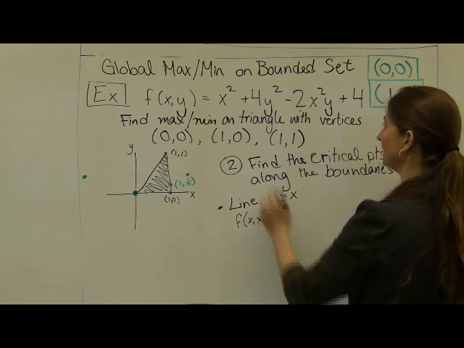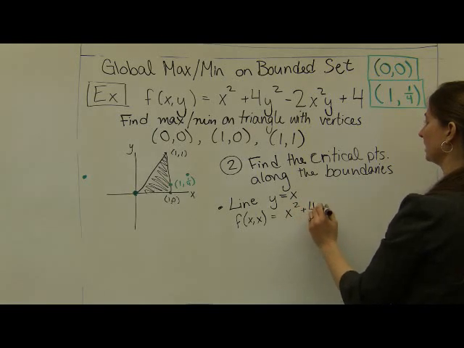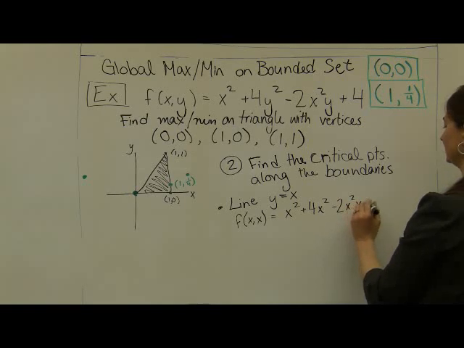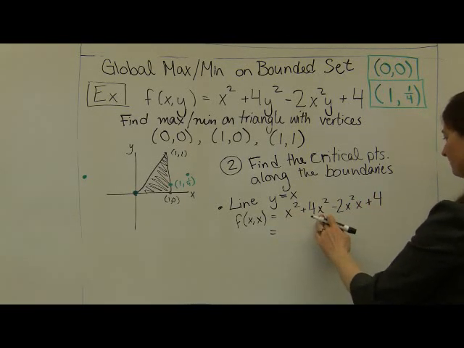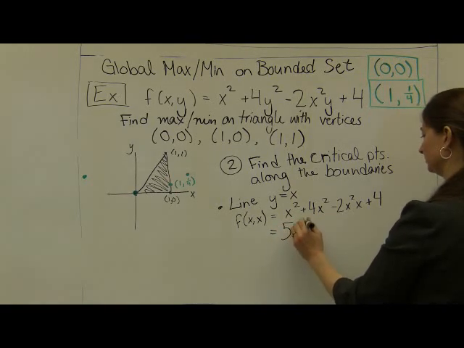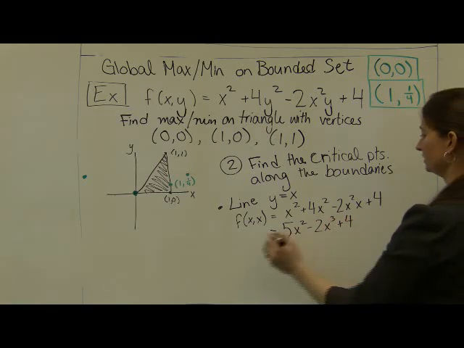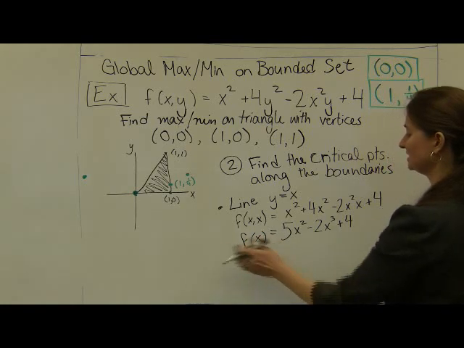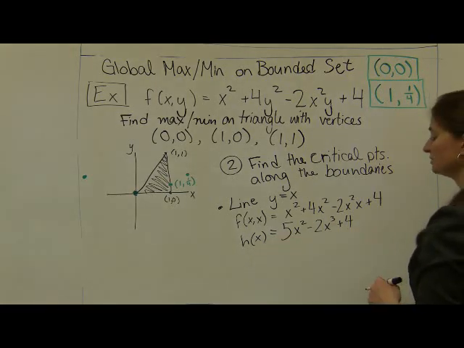So anywhere I see a y, I'm going to turn it into an x, and I get x squared plus 4x squared minus 2x squared times x plus 4. I'm going to simplify this a little bit. It looks like I have 5x squared, and then I have minus 2x cubed, and then plus 4. So this is my function. Now it's a function just in terms of x. I should probably relabel it. I'll call it h of x. It's just a function in terms of x.